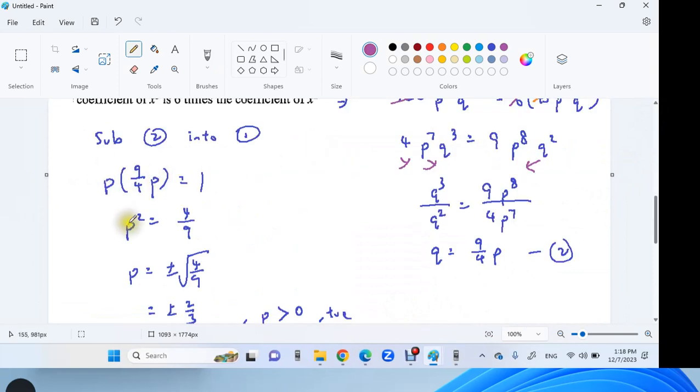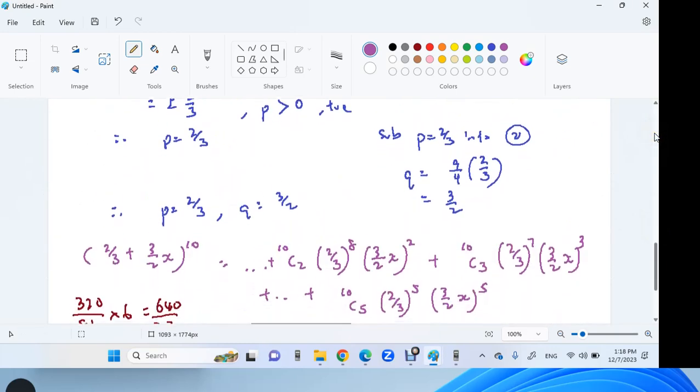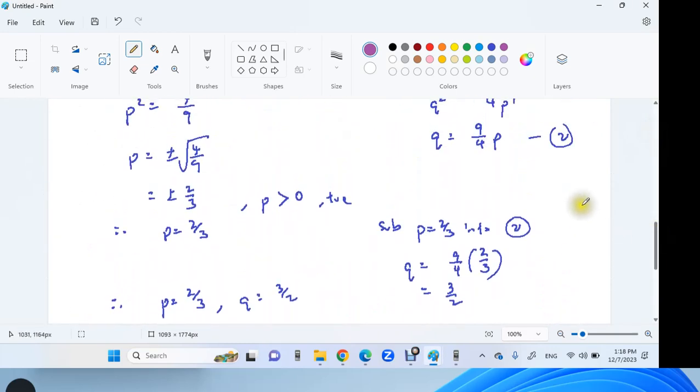Over here, p times p is p squared, 4 multiply and 9 divide here. So we have p squared is 4 over 9. Then we square root both sides. Moving the square to the other side, it is plus or minus the square root. But the question said that p and q are positive constants, so we take 2 over 3 only.